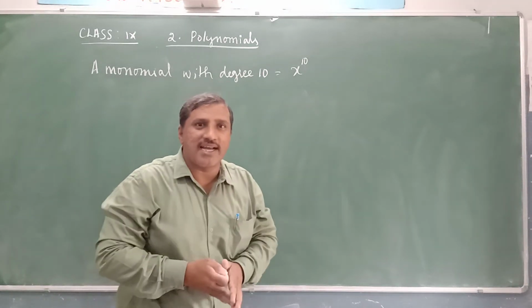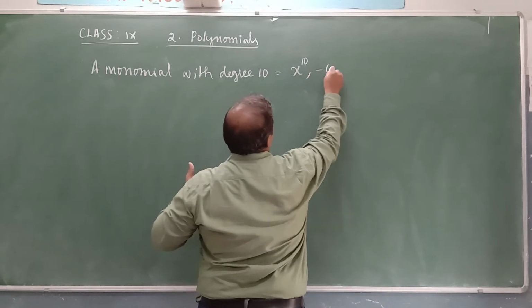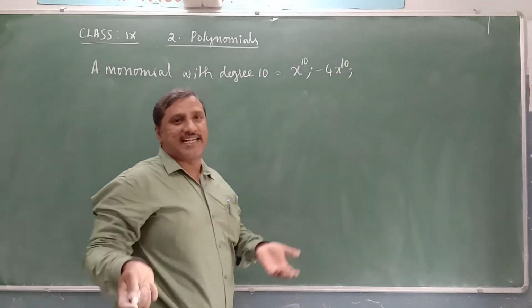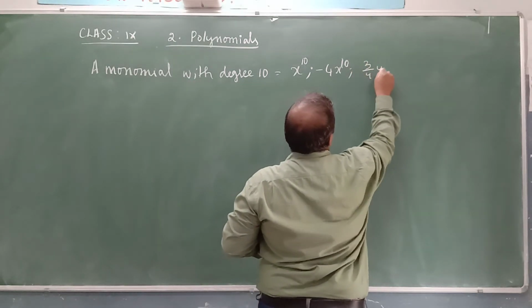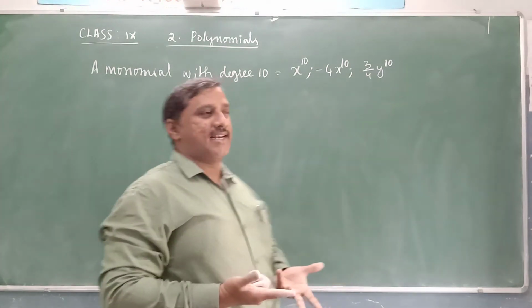Only one can we write? No, we can write many. You see here, minus 4x to the power of 10 is also a monomial with degree 10. 3 by 4 y to the power of 10 is also a monomial with degree 10.